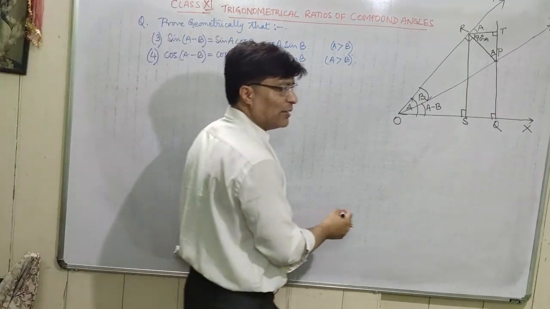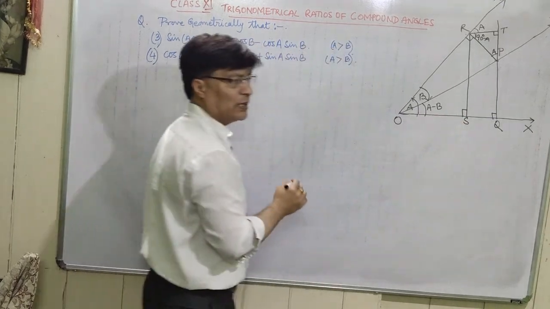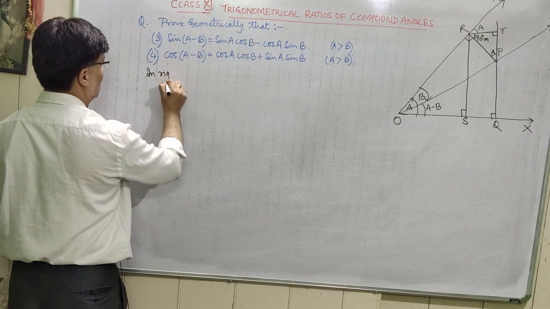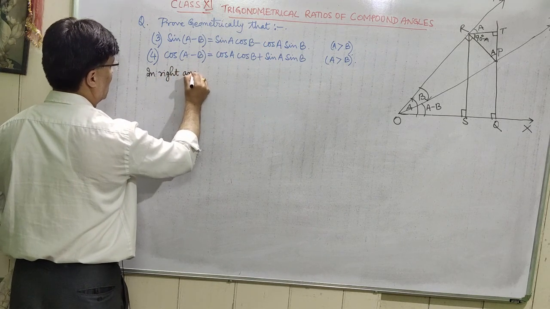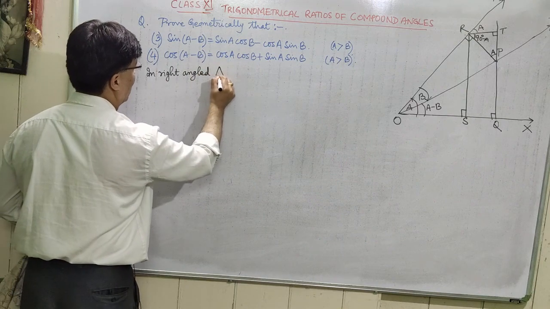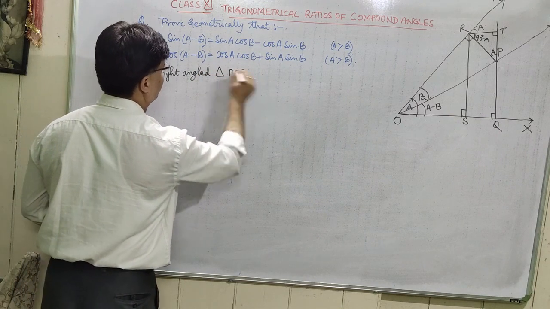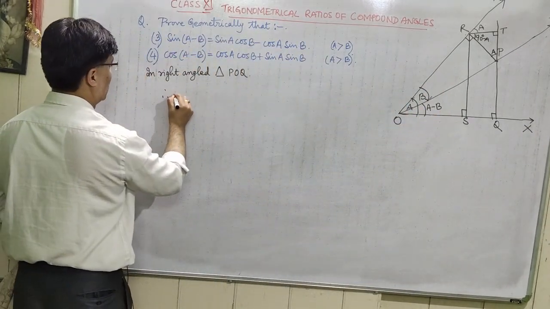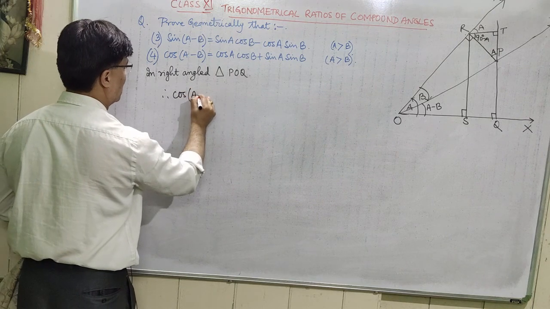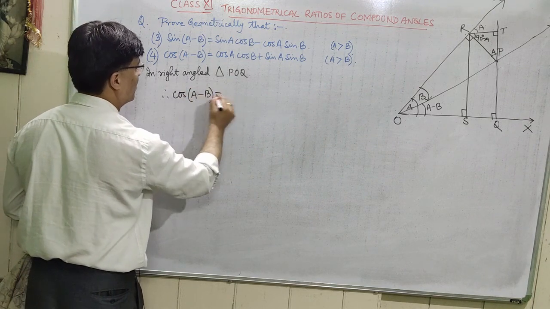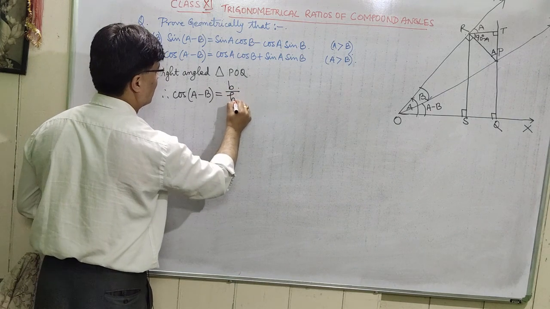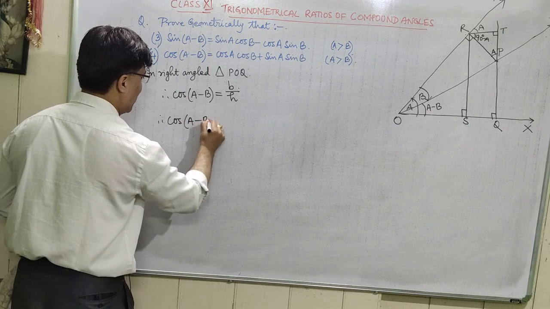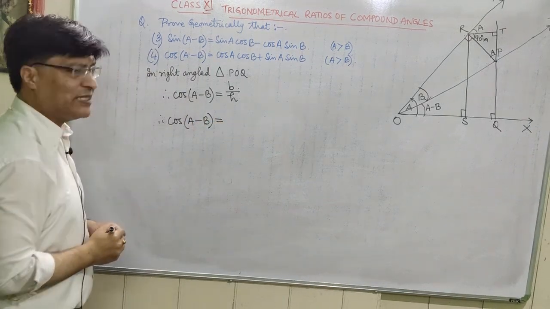Now again you have to consider the same right angle triangle, that is POQ, where angle A minus B is considered. In right angle triangle POQ, now cos of A minus B. You know that cos is base upon hypotenuse. Therefore, cos of A minus B is equal to, what is the base here?